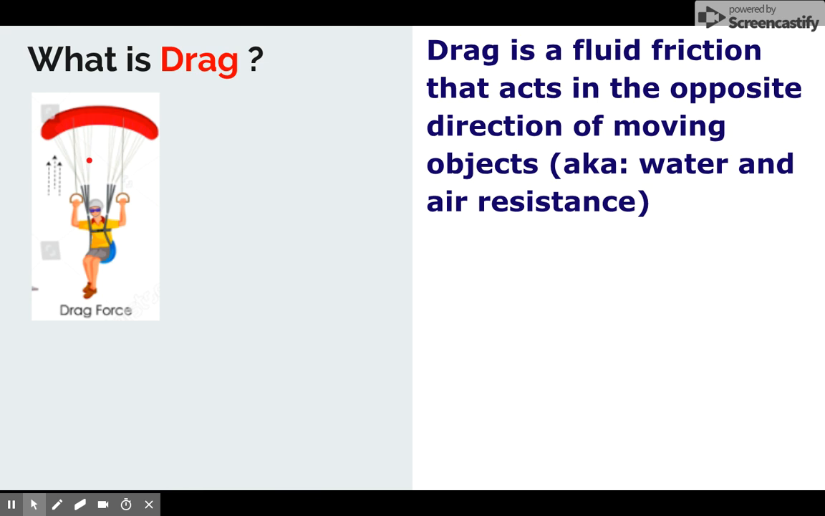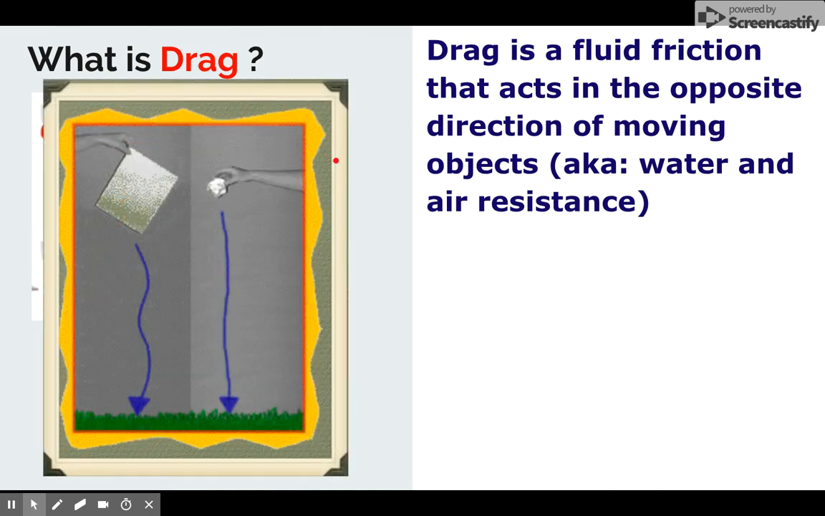However, if you're falling down and you have a parachute, we have a different force that keeps you going down slower, which is called drag. Okay, it's also known as water or air resistance, and that is a fluid friction. So it's a friction that acts in the opposite direction of a moving object. So if you're falling down towards Earth, the air resistance, the drag, is going to hit the walls of the parachute, and it's going to make it go slower.